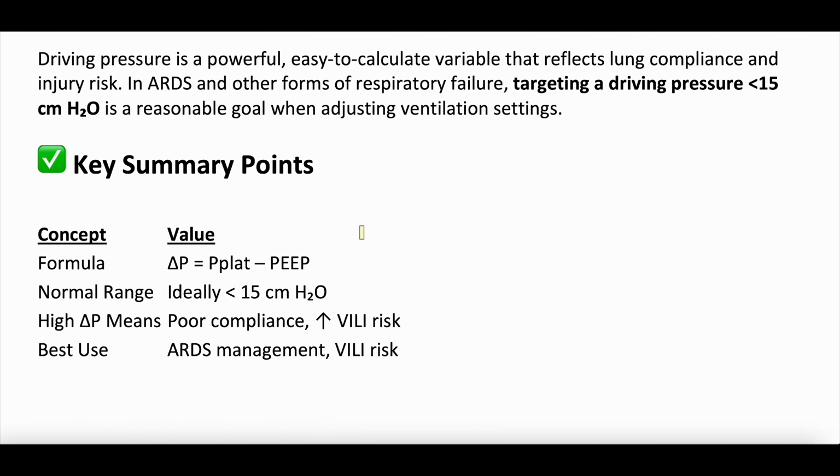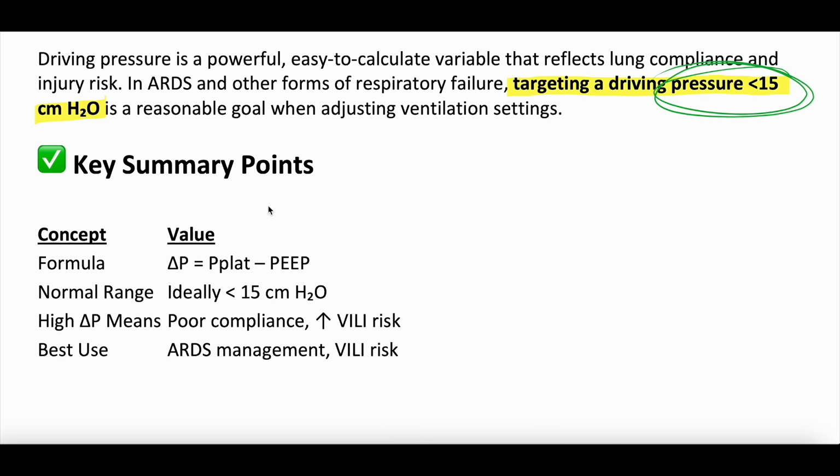Driving pressure is a powerful, easy to calculate variable that does reflect lung compliance and injury risk, especially in ARDS, and targeting that driving pressure of less than 15, that's your magic number, less than 15, is what the evidence would suggest may be correlated with more improved outcomes. Okay, key summary points, I think we're there.